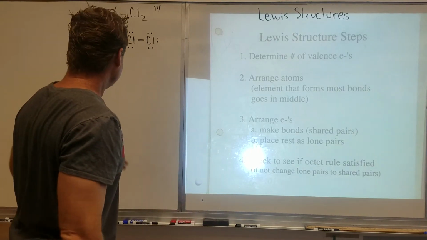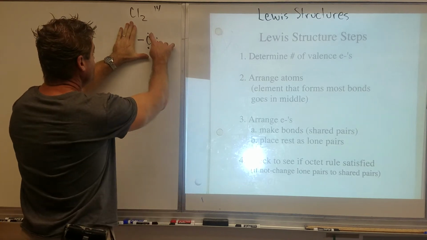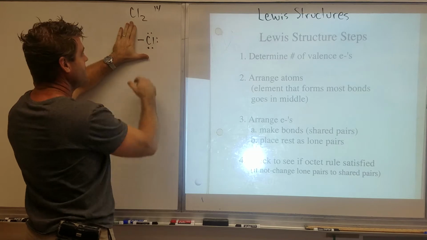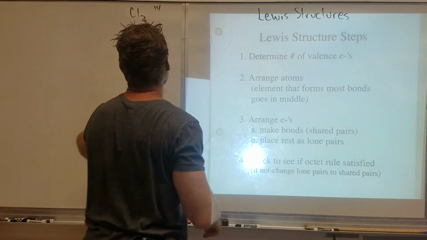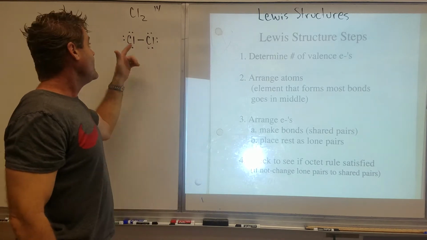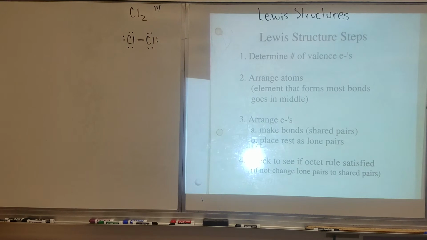So what I do is I look at each atom to see if each atom is satisfied. 2, 4, 6, 8. That one's satisfied. Then I look at the other atom. 2, 4, 6, 8, and that has met the octet rule. This would be the correct Lewis structure for chlorine. Let me show you.